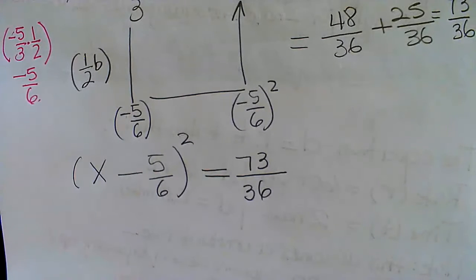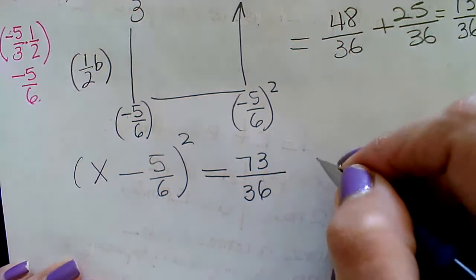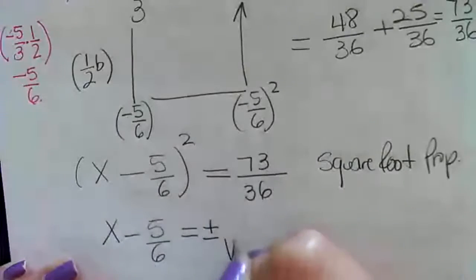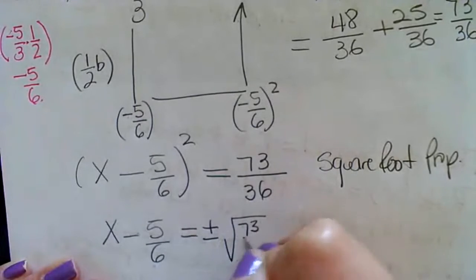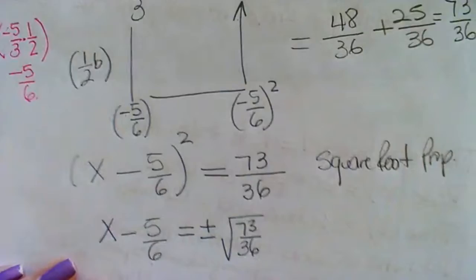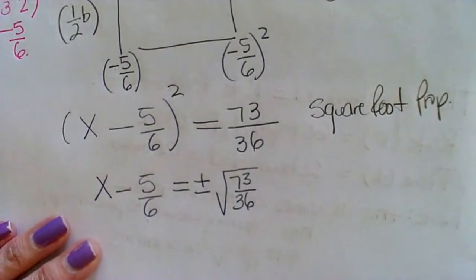Now, what do I need to do? I need to apply the square root property. So this is x minus 5 over 6 plus and minus the square root of 73 over 36, right?